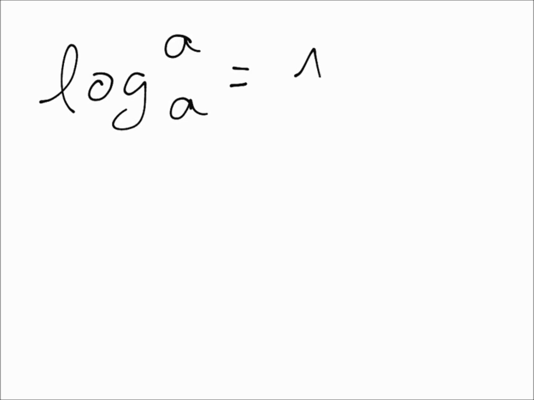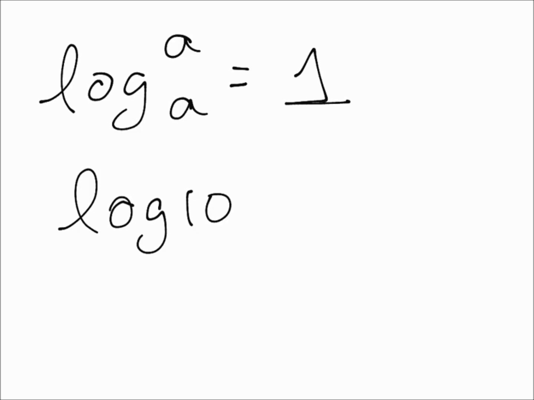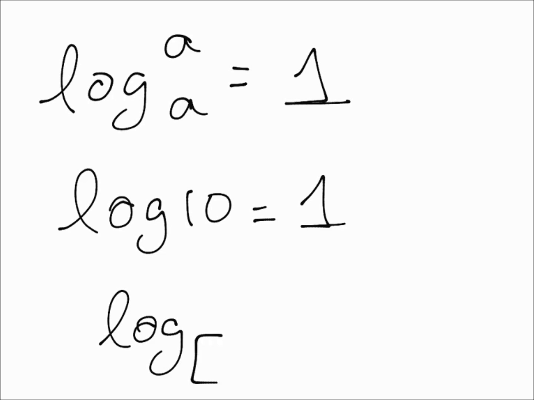The first property I want to talk about is the logarithm of the same number. That means that the subscript is equal to the superscript. So log, let's say a, of a will always be equal to 1. As an example, when you see log 10, that will be equal to 1. Because as I just said, log of 10 has a base of 10 and a superscript of 10.